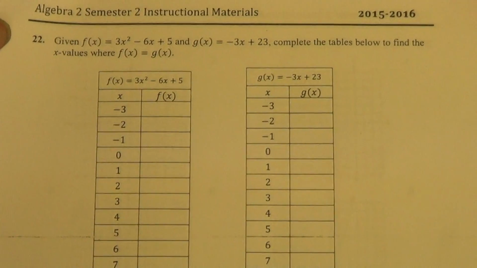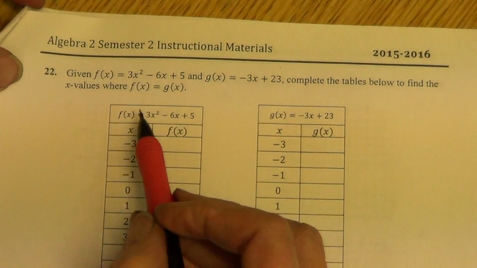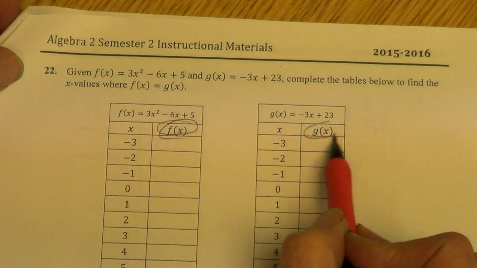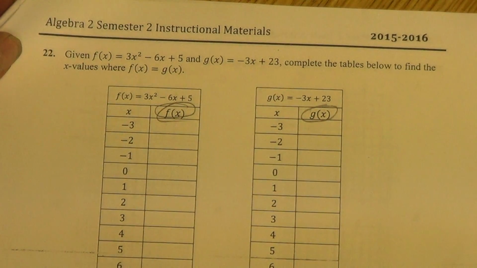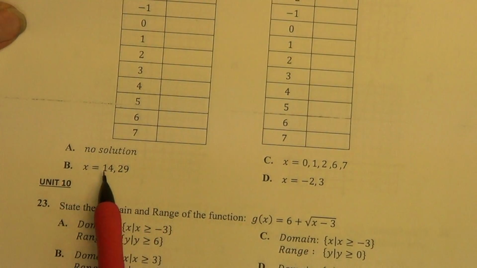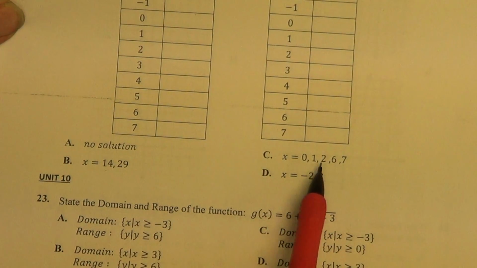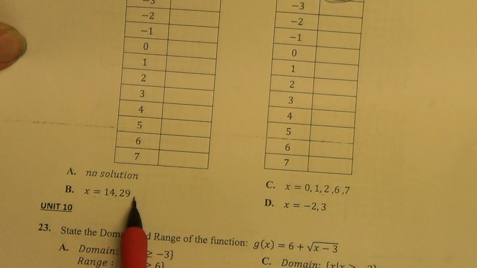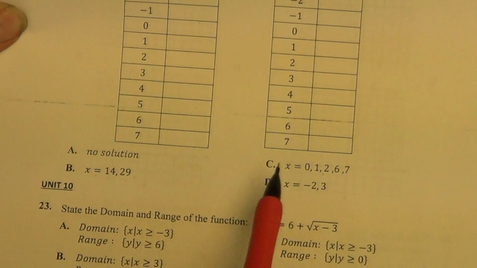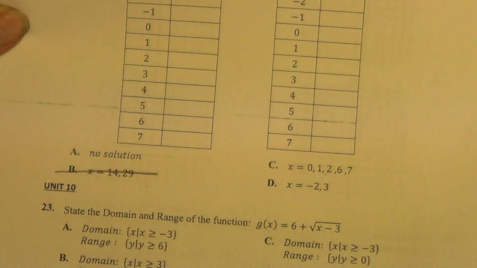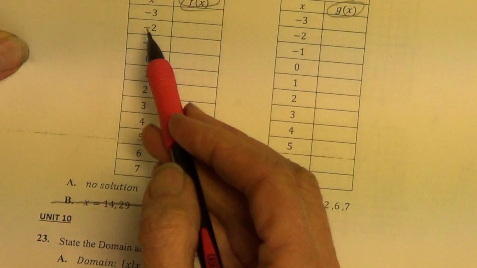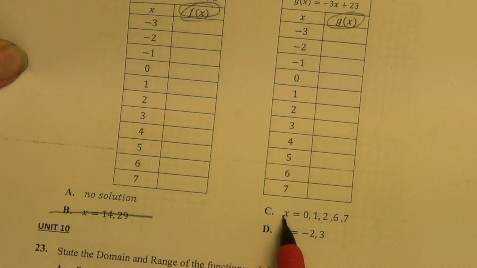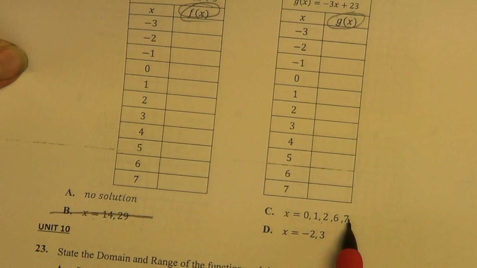Okay, next one. Complete the tables below to find the x values where f of x equals g of x. We're just looking for when our y values are equal on each of these tables. Now, I really highly suggest looking at your x values that they offer. X equals 14 and 29. We don't even have tables going to 14 and 29, so I would mark that one out immediately. We do have tables with -2 and 3 shown for our x values. We do have this table 0, 1, 2, 6, and 7 shown.